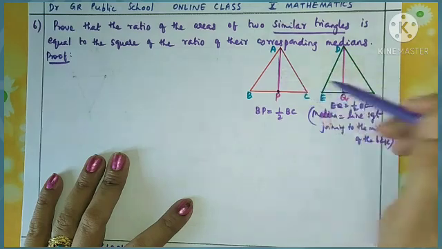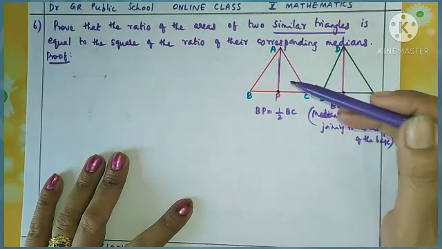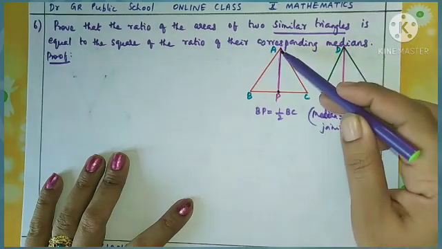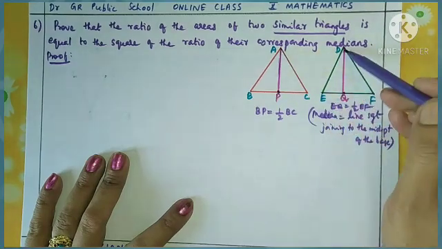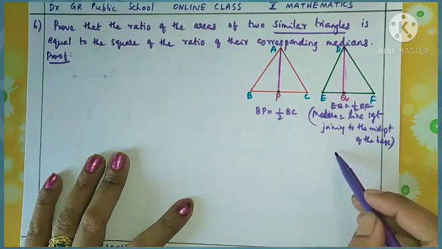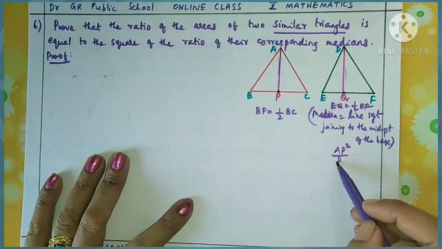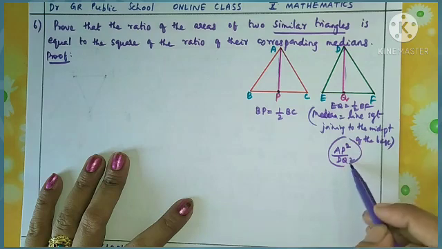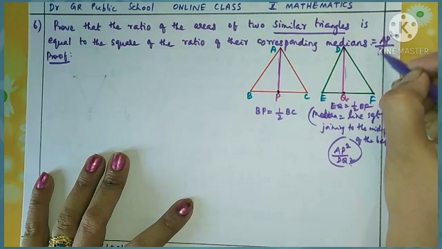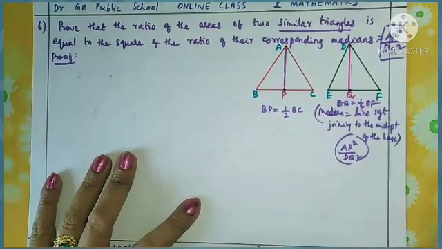The ratio of the areas of two triangles is equal to the square of the ratio of their corresponding medians. What is the median I have taken here? AP. Here I have taken DQ. So you want to prove that the ratio of the areas is equal to the square of the medians, means AP square by DQ square. So this is the result we want here as our answer.